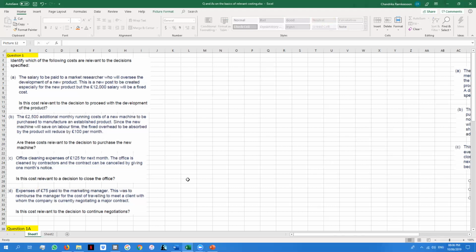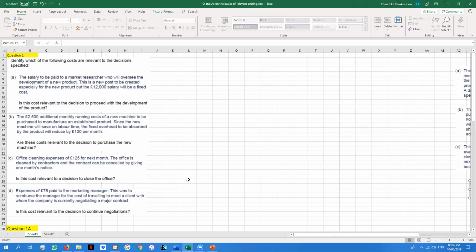The second question: the $2,500 additional monthly cost of a new machine to be purchased to manufacture an established product. Since the new machine will save on labor time, the fixed overhead to be absorbed to the product will reduce by $100 a month. Are these costs relevant? Again, any additional cost will be, so the 25 definitely will be.